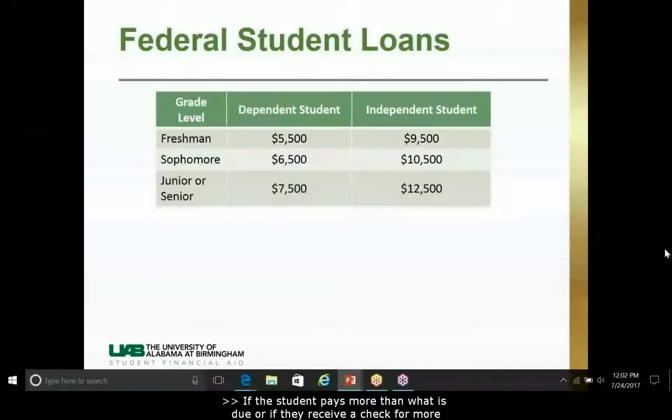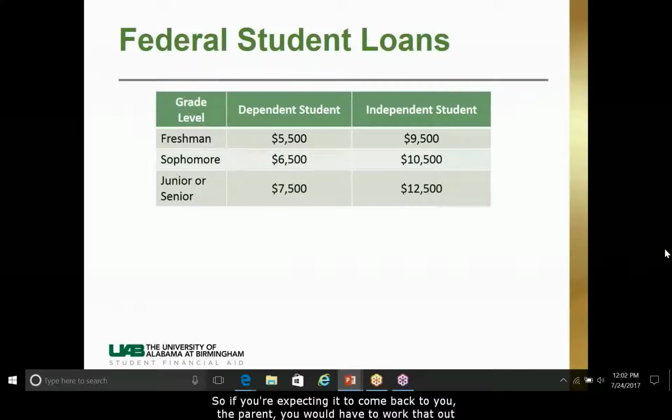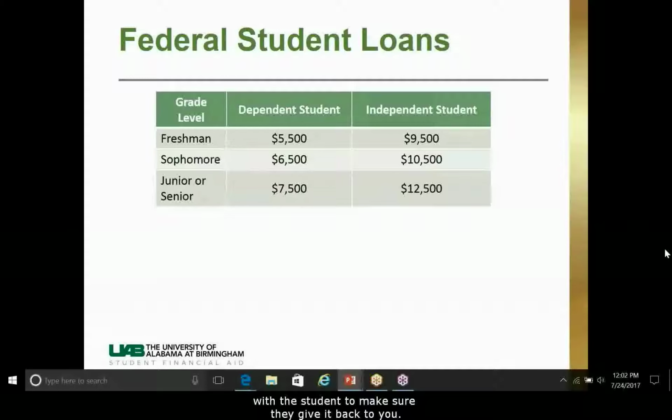No, if the student pays more than what is due, or if they receive a check for more than what is due on the account balance, then that student will receive those funds back in the form of a refund. So if you're expecting it to come back to you as a parent, you would have to work that out with the student to make sure they give it back to you.